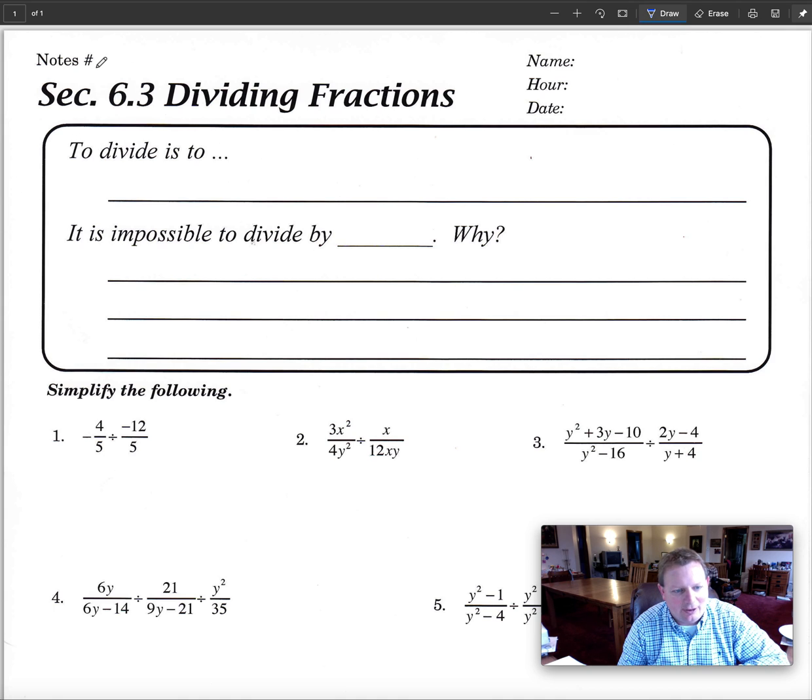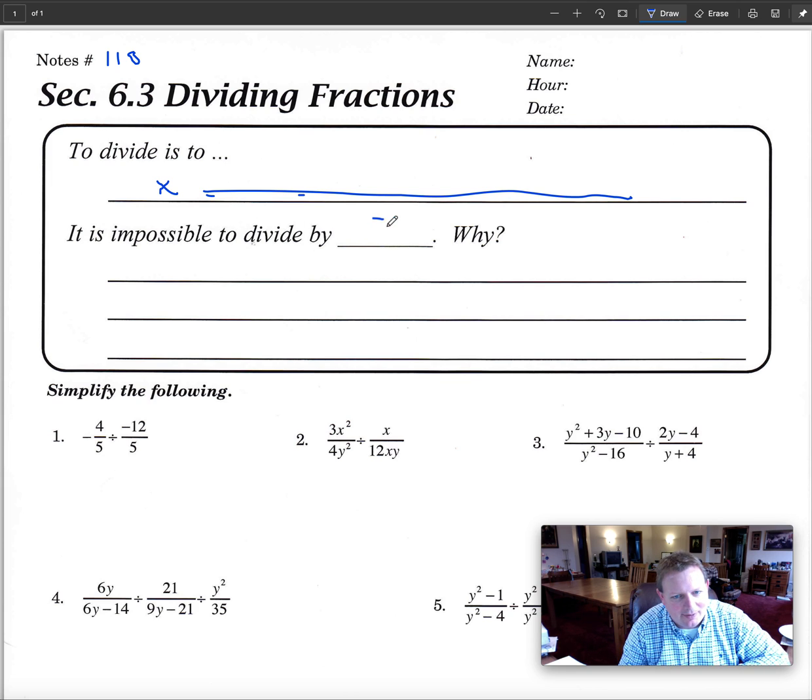We're going to divide algebraic fractions today. This is notes number 110, so write that down. And of course, to divide is to multiply by the reciprocal. And so I'm not going to write all that down. It will take too long with the mouse. But to divide is to multiply by the reciprocal. So write all that. And remember, it's impossible to divide by 0. And why? Because to divide by 0 means to multiply by 0's reciprocal. 0 doesn't have a reciprocal. Why? Because nothing times 0 equals 1.